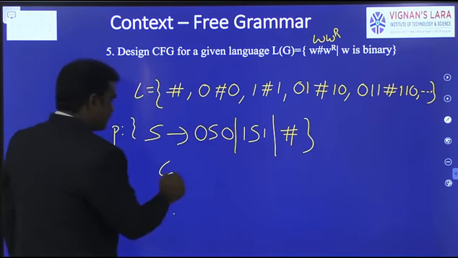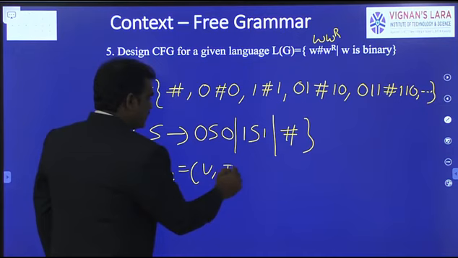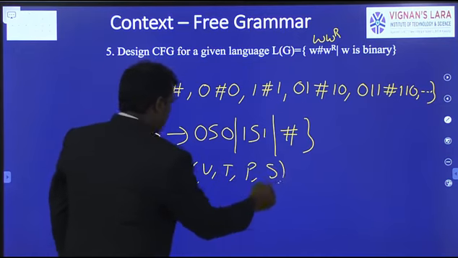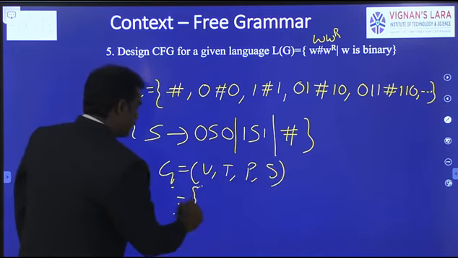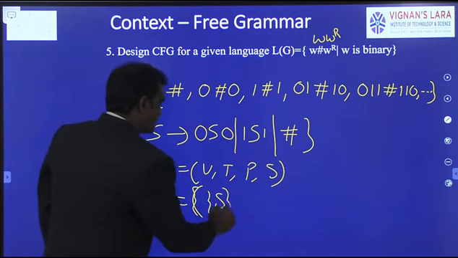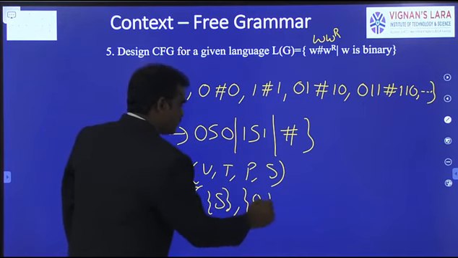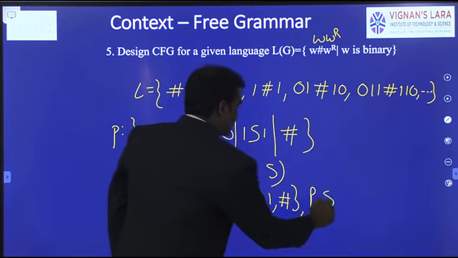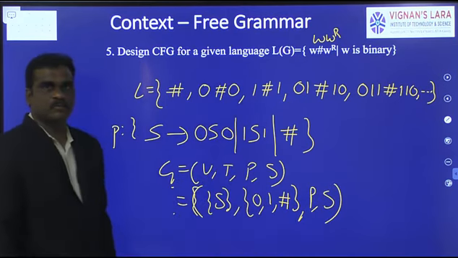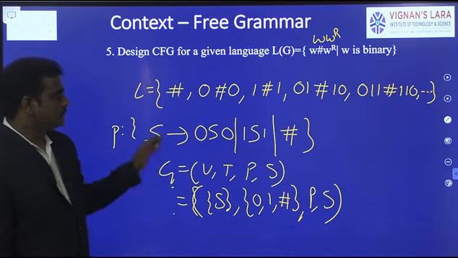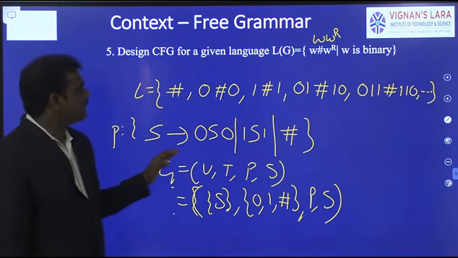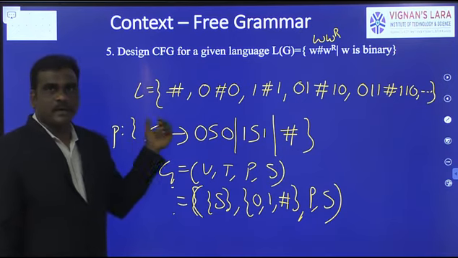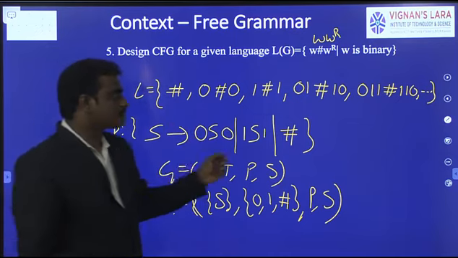Now define the grammar tuple. G equal to V, T, P, S. What is V? S. What is T? 0, 1, hash. And S is the starting symbol of the grammar. In this way we constructed a context-free grammar.